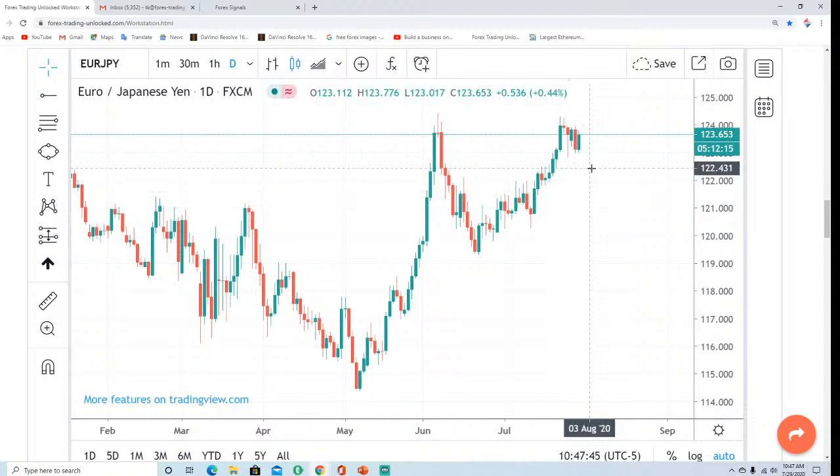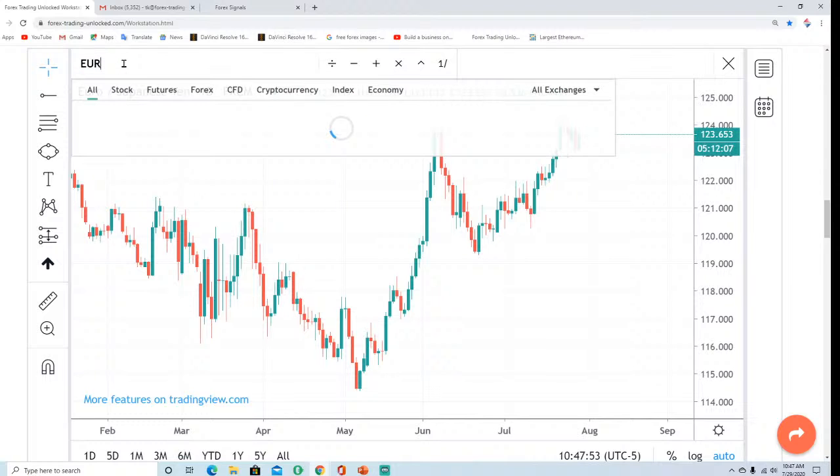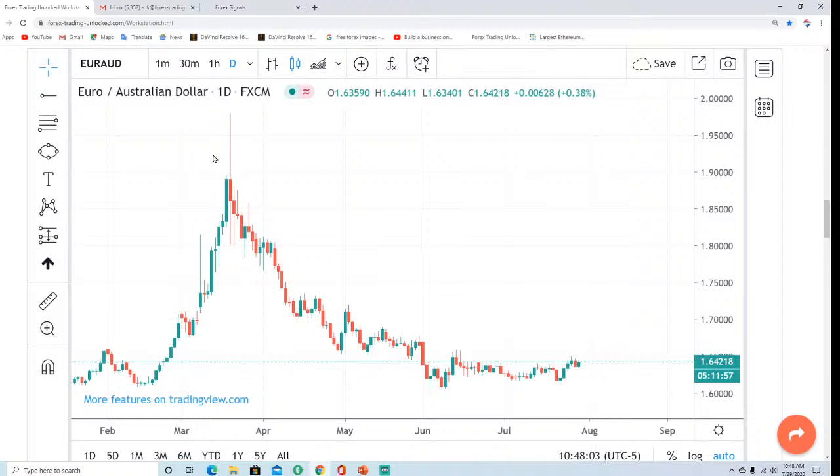Interesting. So right now, unless it takes out the high from a week ago, the euro may be starting to run out of gas against the yen. Let's look at the euro versus the Australian dollar. Now, the reason we're doing this is because we're trying to gauge what is the actual strength. Look at the euro versus the Australian dollar. Well, it's a little positive today.